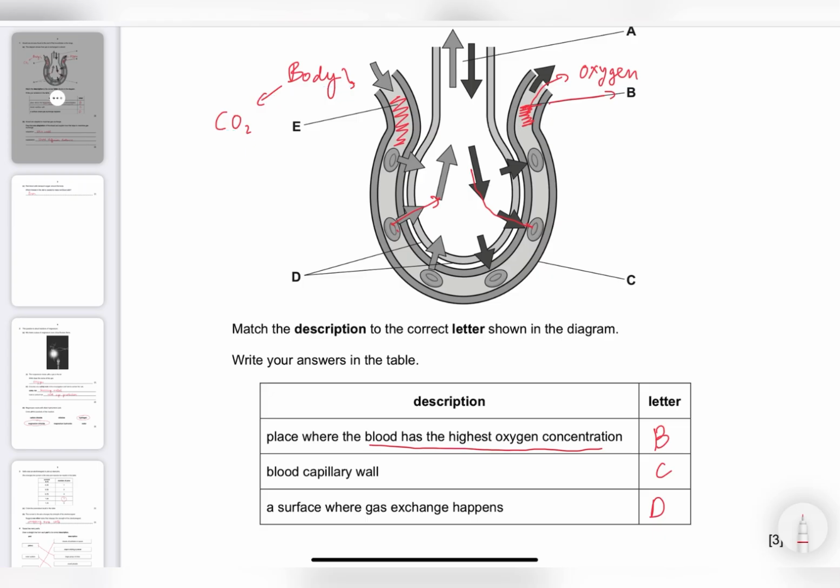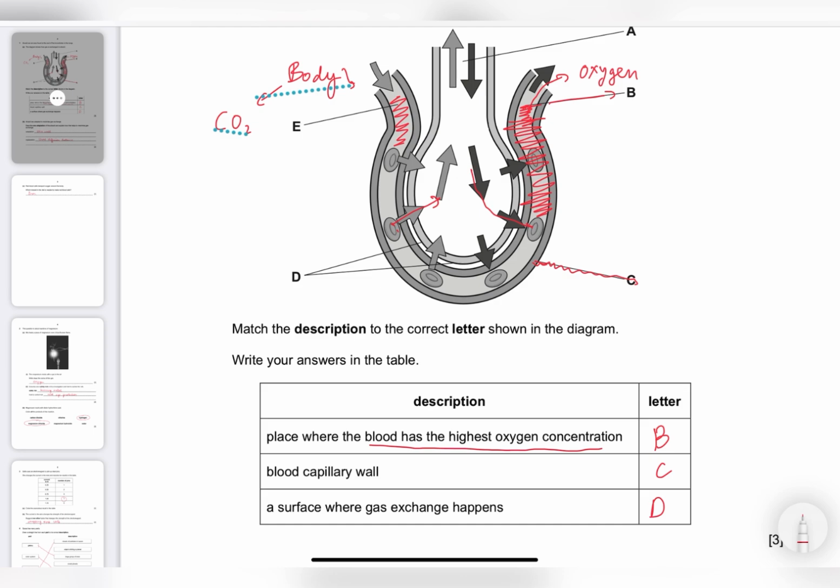Blood capillary wall. So if we talk about blood capillary wall, these are the capillaries, right? Okay, and C is the correct option for it because this is the wall of capillary, a surface where gas exchange happens. Now let's think about it. So where does gas exchange happen? It happens in the alveoli. And what is the surface?